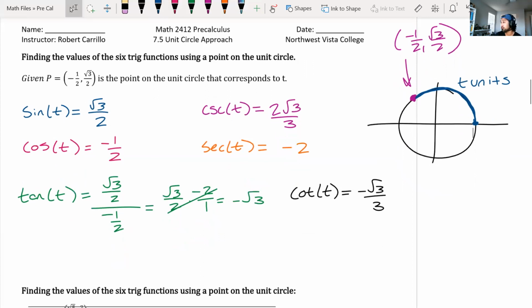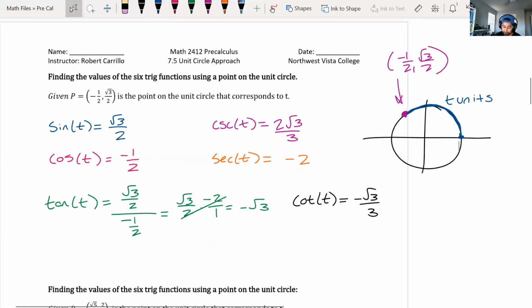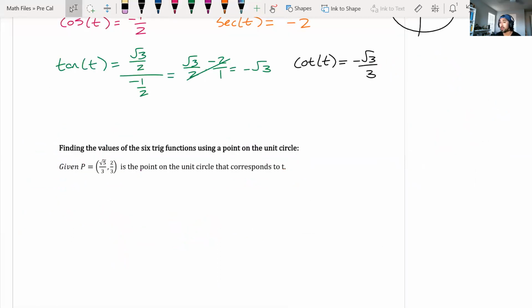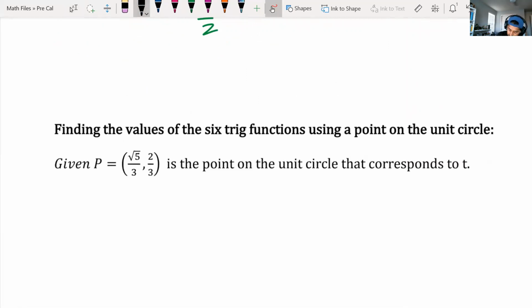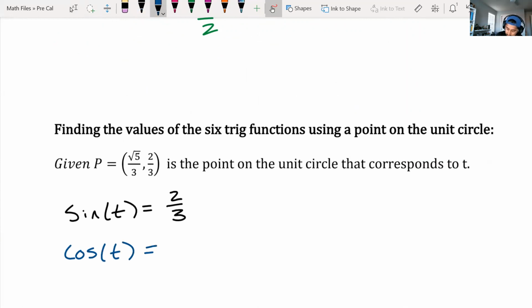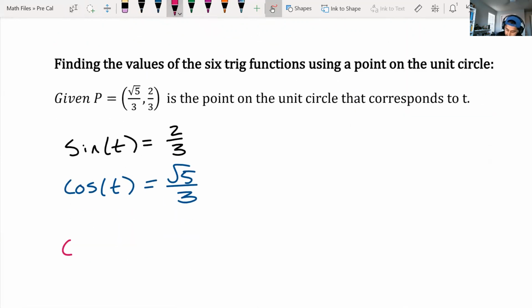All right, next example, do the same exact thing. Given P is (square root of 5/3, 2/3), find the 6 trig functions. So sine of t, what do you give me? 2/3. Cosine of t? Radical 5/3. Tangent of t? Square root of 5/2.